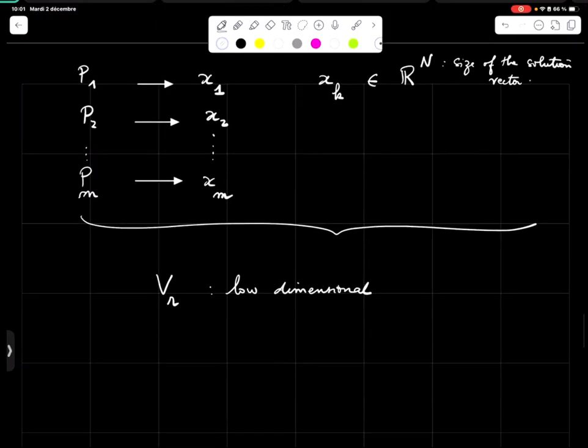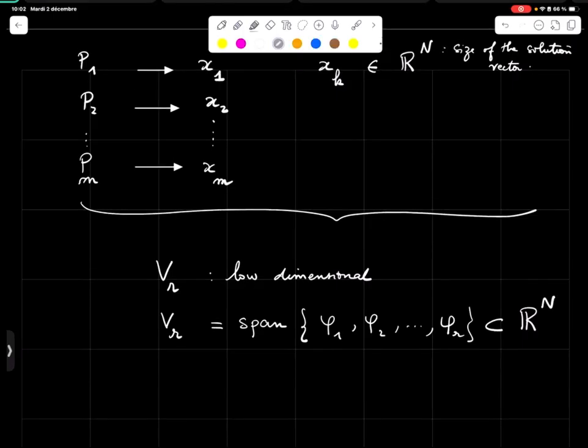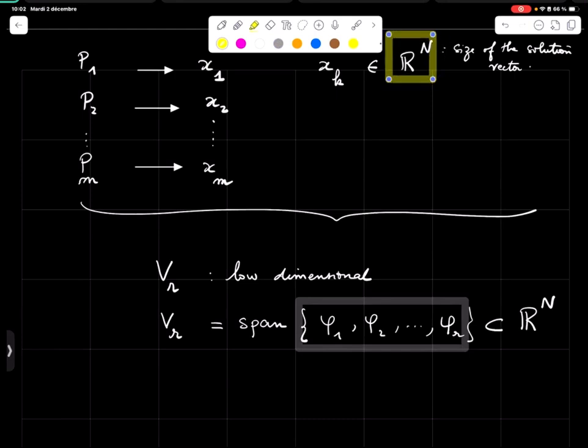And it's going to be composed of R vectors or R snapshots, which are called snapshots phi1, phi2, phi r. And all we know, and this is included in R to the power n, which means that, so that is going to be the snapshot, right? So that's the reduced space. And that is included. So this is smaller than R to the power n, which is the original size.